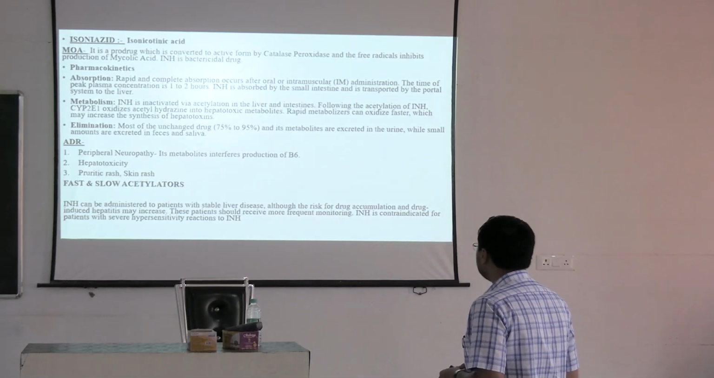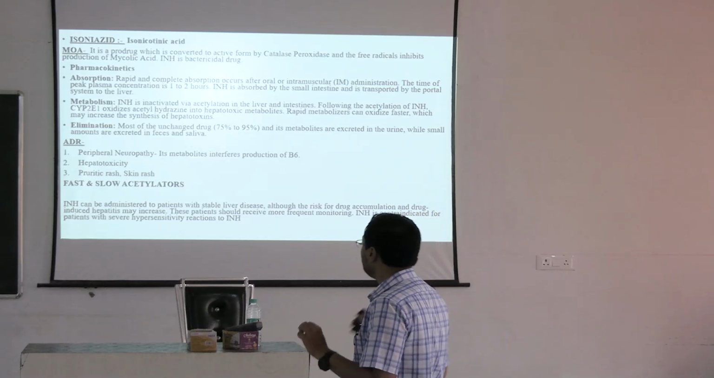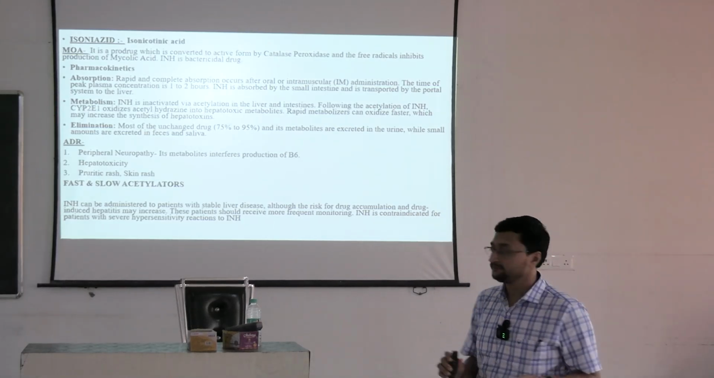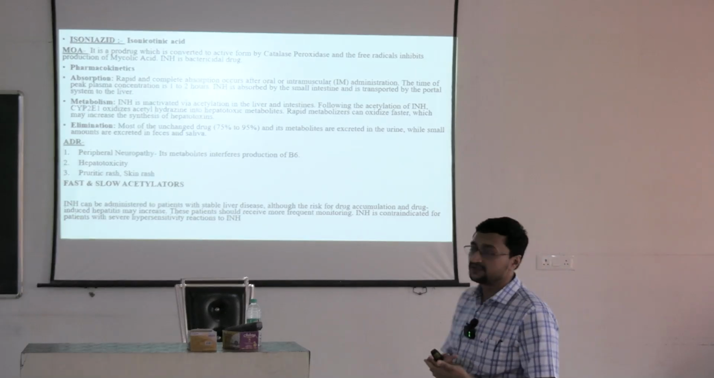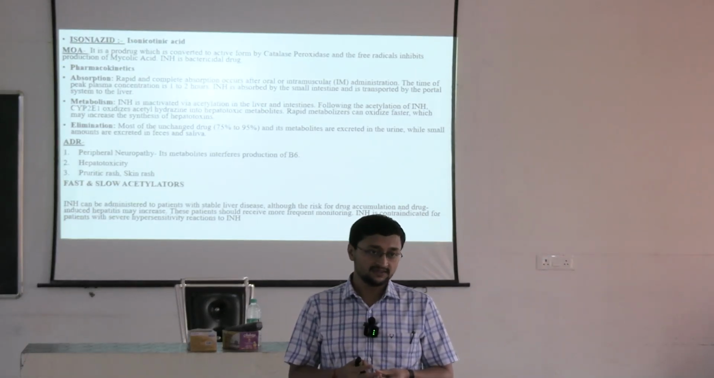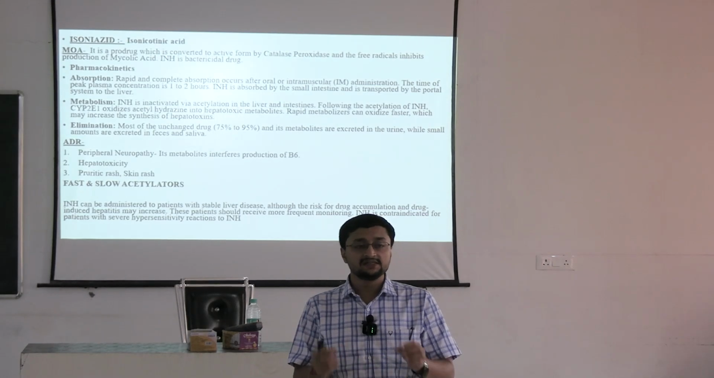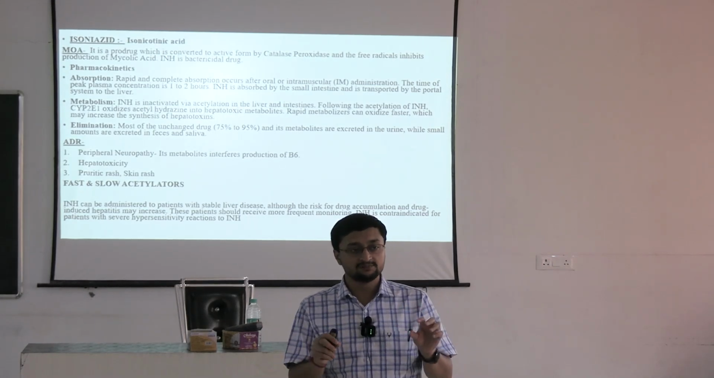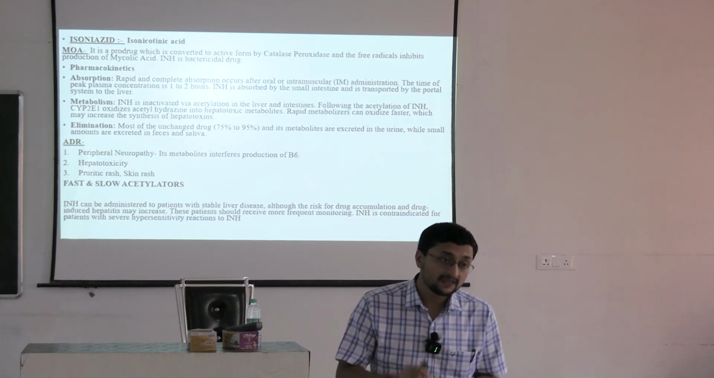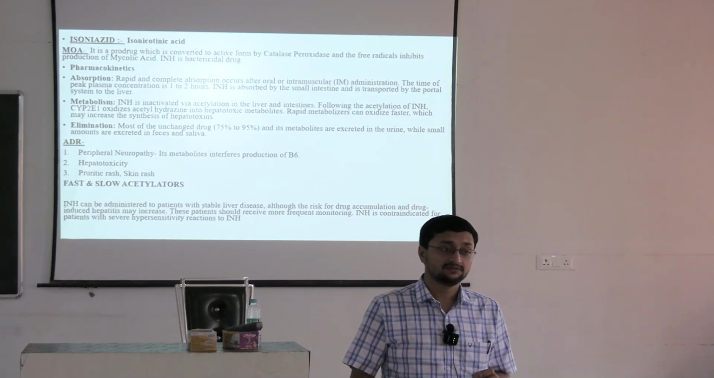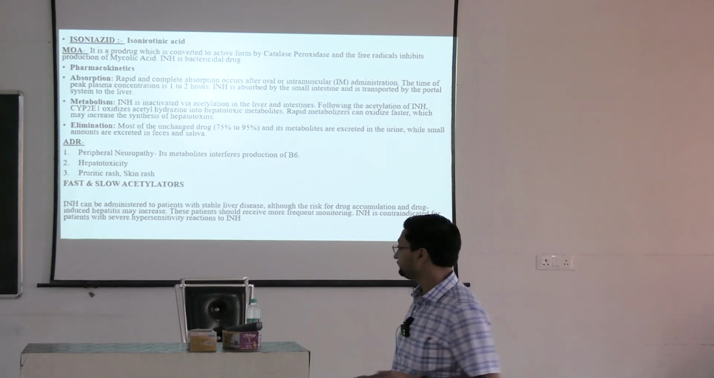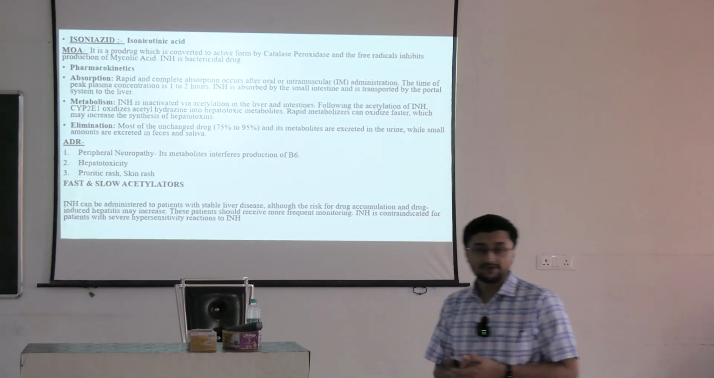So elimination is mostly via urine and a small amount via saliva and feces. What is the most common adverse drug reaction? That is peripheral neuropathy, because it hinders the metabolism of B6, pyridoxine. So you have to supplement pyridoxine if you are giving isoniazid. Okay, next one is hepatotoxicity.